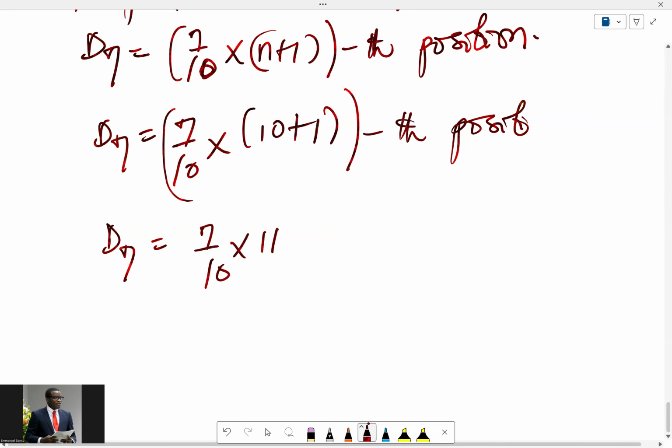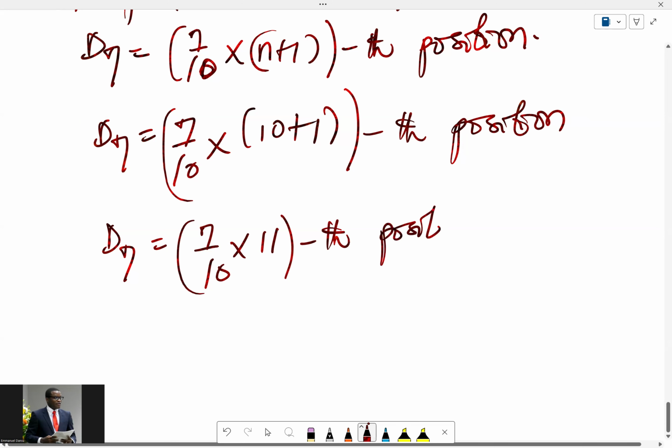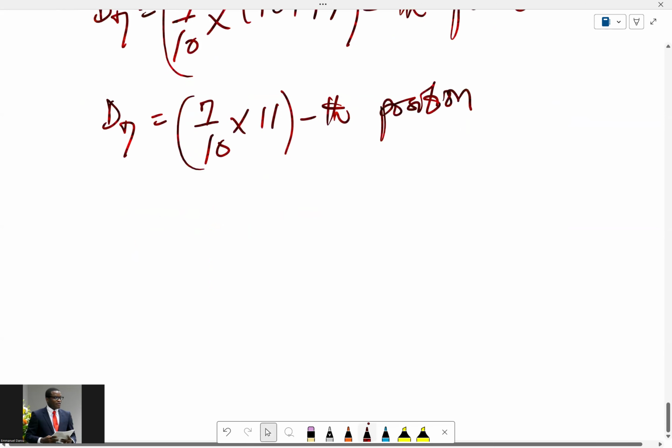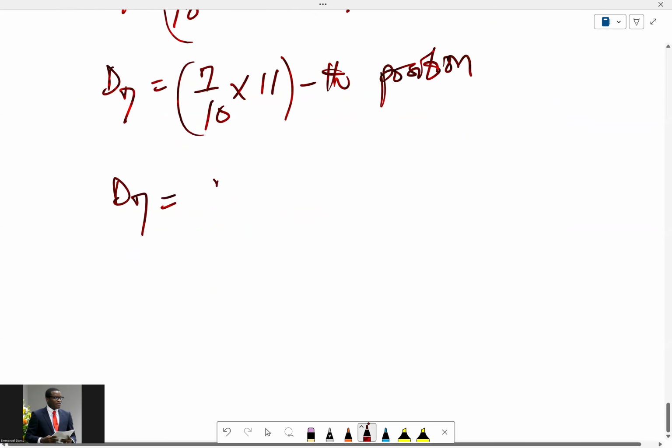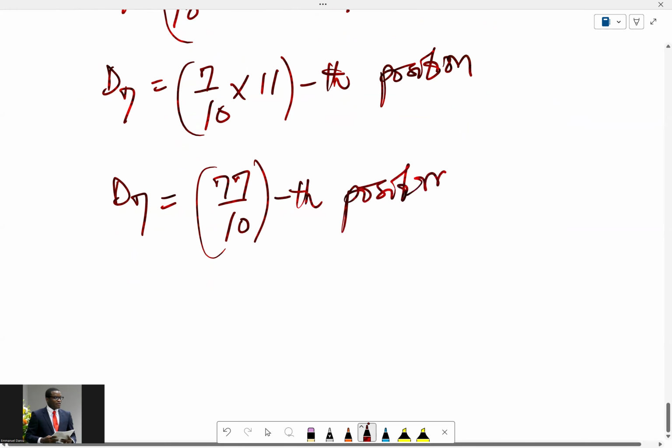So don't forget it is position, not the face value. So D7 is actually 7 times 11, 77, divided by 10. It's position. Okay. So D7 is actually the 7.7th position.